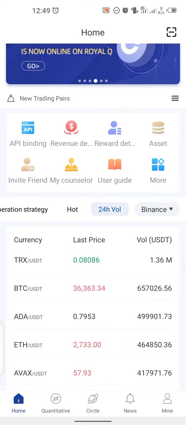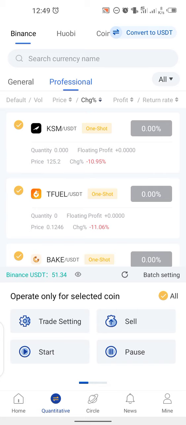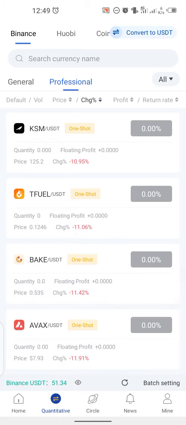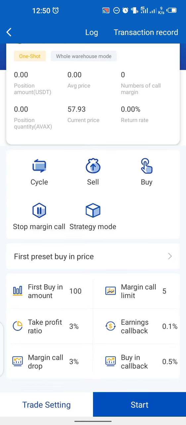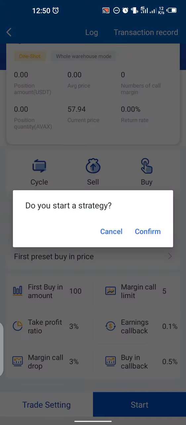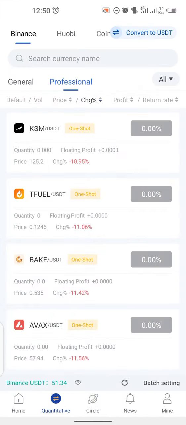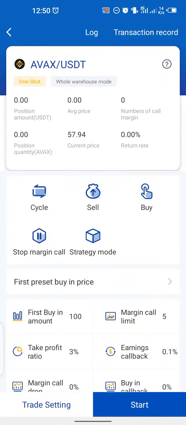All right, okay, now let's go. Let me say I want to trade AVAX. Now I pick AVAX. You see, already the settings are here. So my duty is just to tap start. I'm buying a coin that is at the bottom on my percentage change. Okay, I pick AVAX at the bottom, ladies and gentlemen, at the bottom. And when I tap on start, my coin will start.